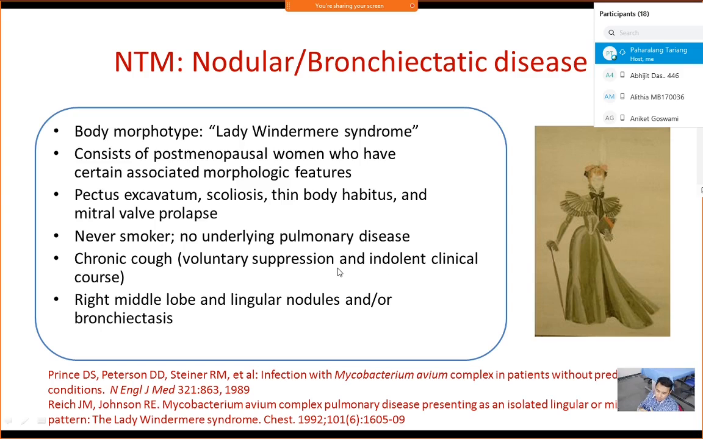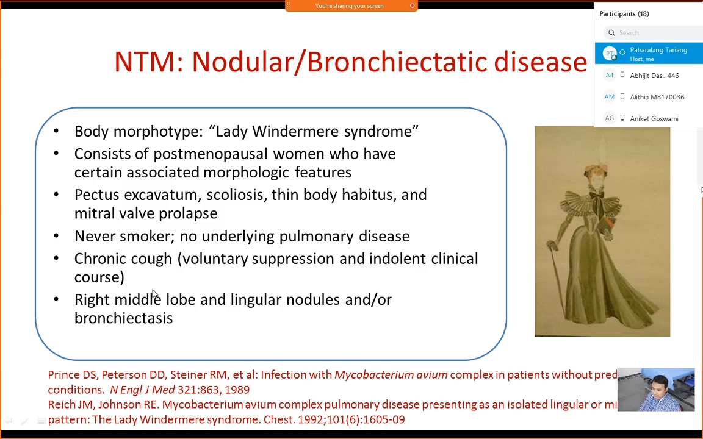Now, this is the nodular or bronchiectatic presentation, also known as Lady Windermere syndrome. If you see this picture, this is the classical picture of an upper-class lady in the United Kingdom during the 1800s, where they wore very tight corsets. The chronic use of these tight corsets caused a structural deformity within the rib cage, almost making it funnel-shaped. So that's why they developed pectus excavatum, scoliosis, thin body habitus, and also bronchiectasis.